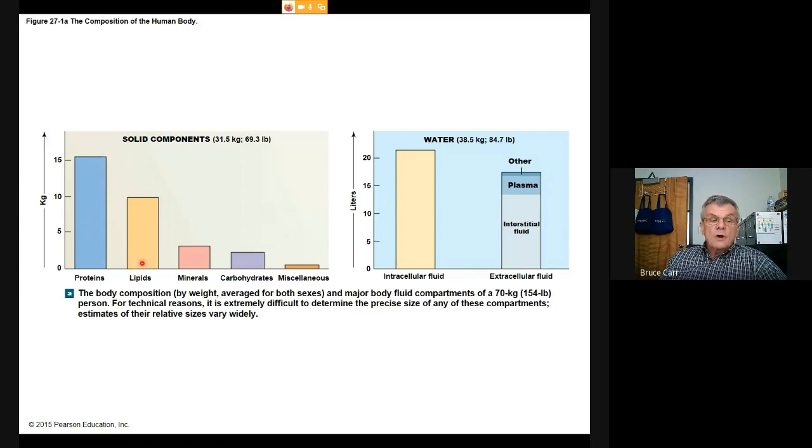Close behind them are the lipids. Lipids are incredibly important as components of membranes, producing not just the compartment we call the cell, but all the compartments we call organelles. Those membranes and their differential selective permeability are going to control and regulate the appropriate metabolism. And right behind it, about 10 kilograms, is the lipid component.